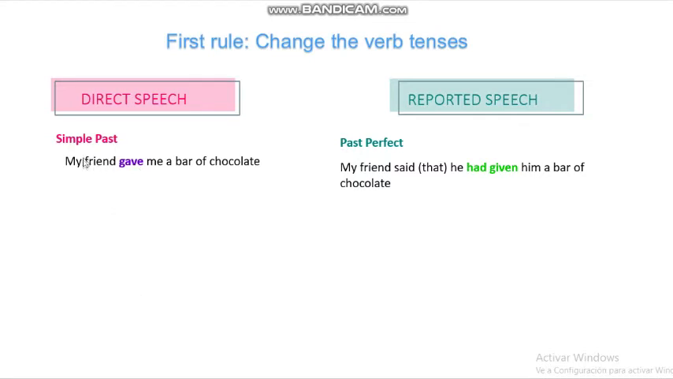We now have a sentence in simple past. My friend gave me a bar of chocolate. Gave is simple past. It becomes past perfect. My friend said he had given him a bar of chocolate.